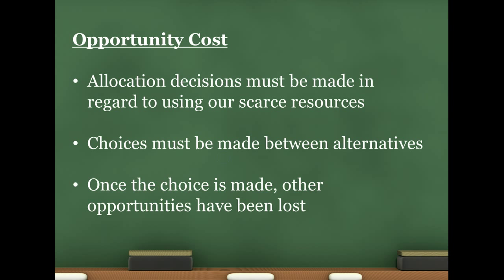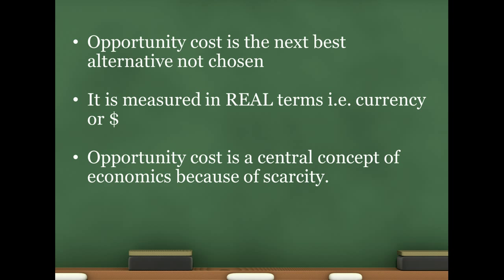Choices have to be made between alternatives. Once the choice is made, the opportunity has been lost to make the other. So if I'm going to use my resource to make cornflakes, I cannot now make Ferrari cars. That's an opportunity I have lost. It's the next best alternative, not chosen. It's measured in real terms, currency, dollars, pounds, euros, whatever. It's the central concept of economics because of scarcity.